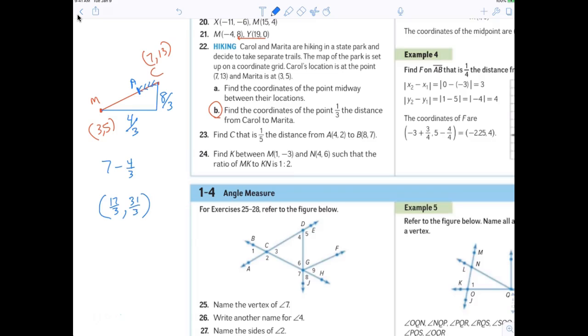How do you get 39? Because 13, if I'm doing 13 minus 8/3, the common denominator for 13 over 1, multiply by 3. 13 times 3 is 39, right? Why did you start at C and go to M? Because that's what it says. You're 1/3 the distance from C to M, right?